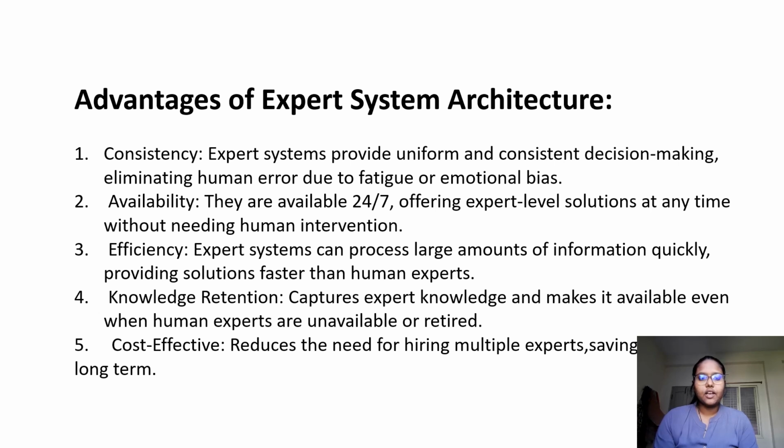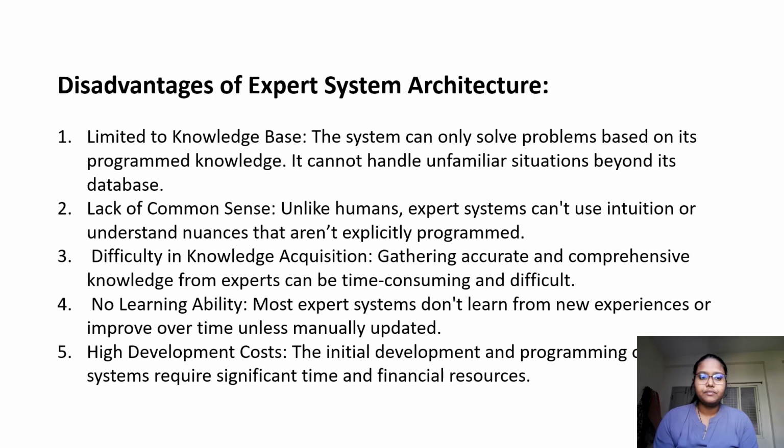Third one is efficiency. Expert systems process large amounts of information quickly, providing solutions faster than human experts. And fourth one is knowledge retention. They capture expert knowledge and make it available even when the human experts are unavailable or retired. And last one is cost effectiveness. It reduces the need for hiring multiple experts, saving money in the long term.